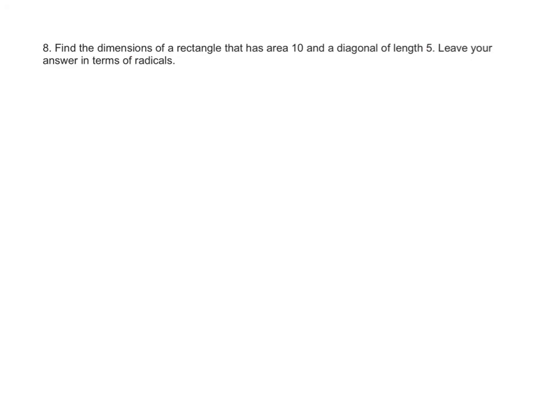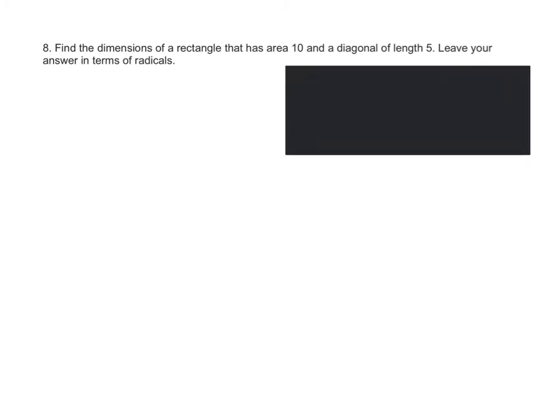Okay, let's look at 8. It says, find the dimensions of a rectangle that has area 10 and a diagonal of length 5. Leave your answer in terms of radicals. Okay, so first thing we're going to do is I'm going to draw a nice little rectangle for us, so we have an image to work from.